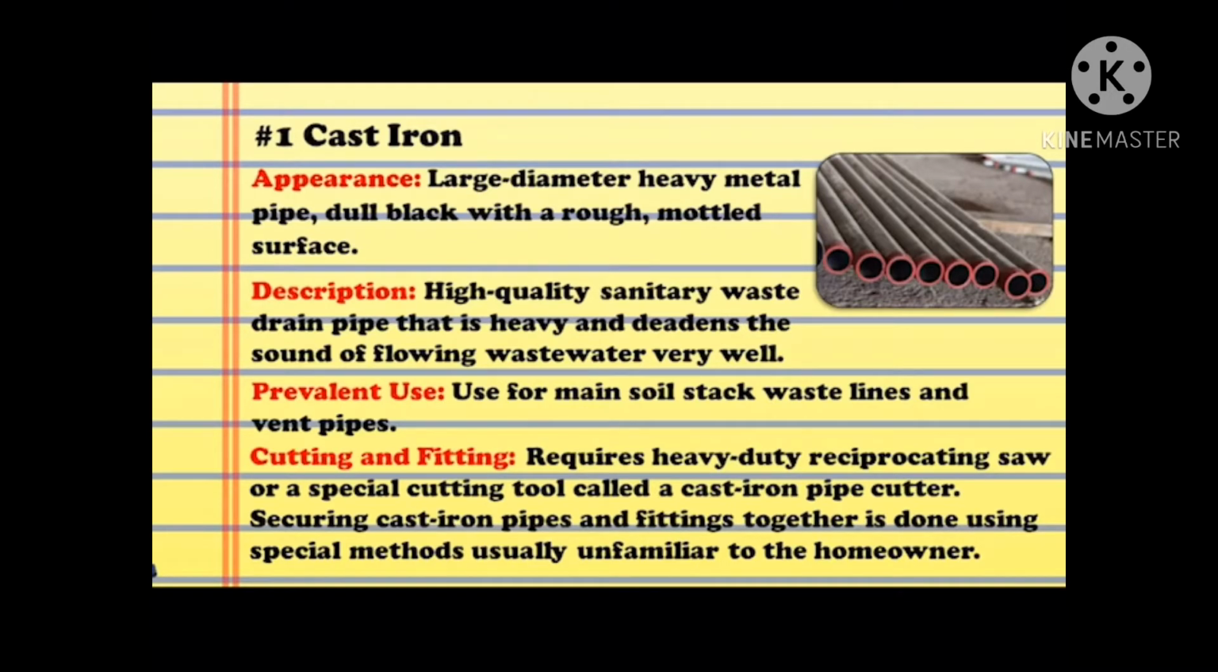Cast iron pipes can be easily identified by their large opening and dull black color. Cast iron is now rarely used in construction. Why? Because cast iron pipes tend to rust.